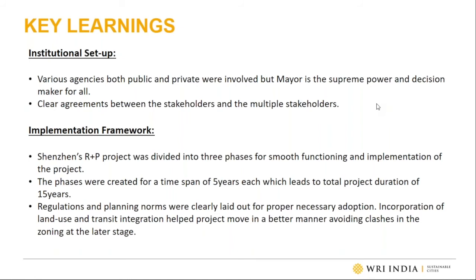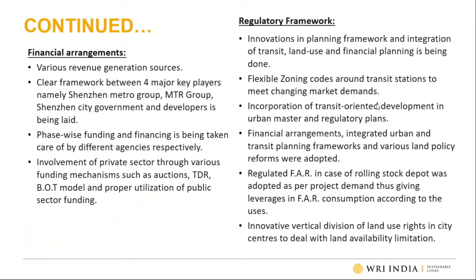On the front of implementation, Shenzhen's R+P model was divided into 3 phases for smooth functioning and implementation of the project. The phases were created for a time span of 5 years each, which led to a total project duration of 15 years. Regulations and planning norms were clearly laid out for proper adoption. Incorporation of land use and transit integration helped the project move in a better manner, avoiding clashes in zoning at later stages.